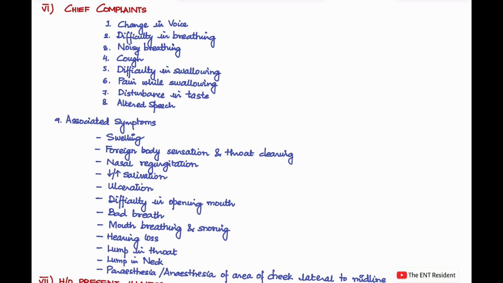So, the primary chief complaints in such cases are change in voice, difficulty in breathing, noisy breathing, cough, difficulty in swallowing, pain while swallowing, disturbance in taste, and altered speech. You'll notice that I have mentioned here difficulty in swallowing and pain while swallowing instead of using the medical terms like dysphagia and odynophagia. So the prime thing to remember here is the history is always taken in terms of the patient's language. It is not written in medical terms.